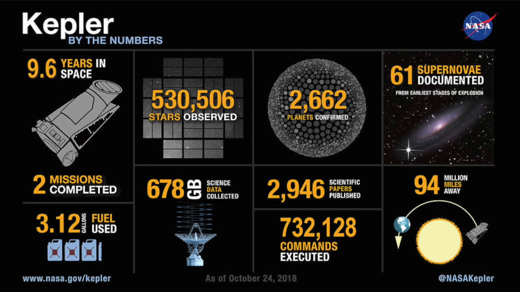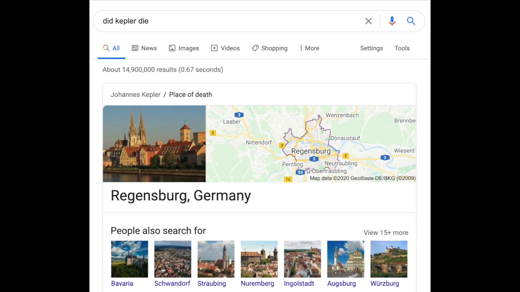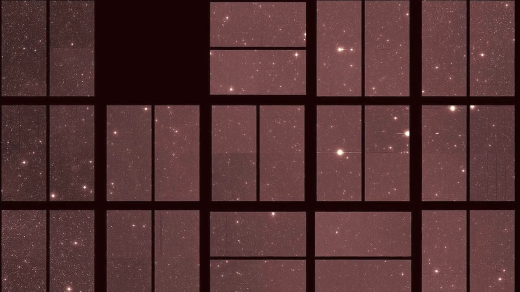And if you're wondering, as I did, whether the Kepler telescope is still up there, please don't Google "did Kepler die?" because that will get you the death location of Johannes Kepler and not the information that you look for. But yes, Kepler ran out of fuel back in 2018, and this is the last image that Kepler provided NASA with.